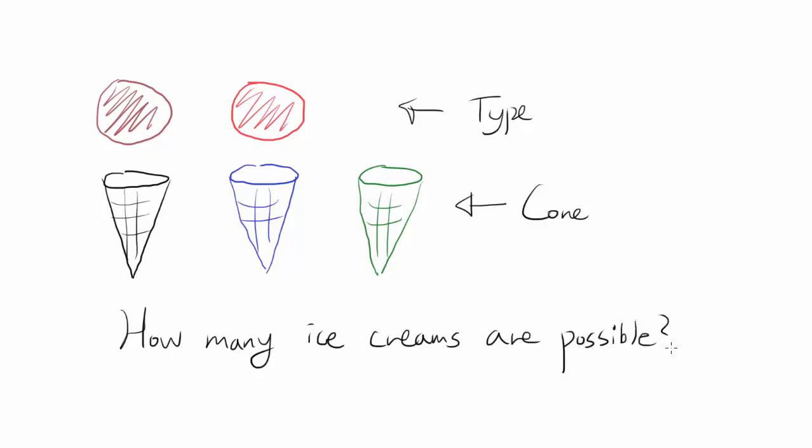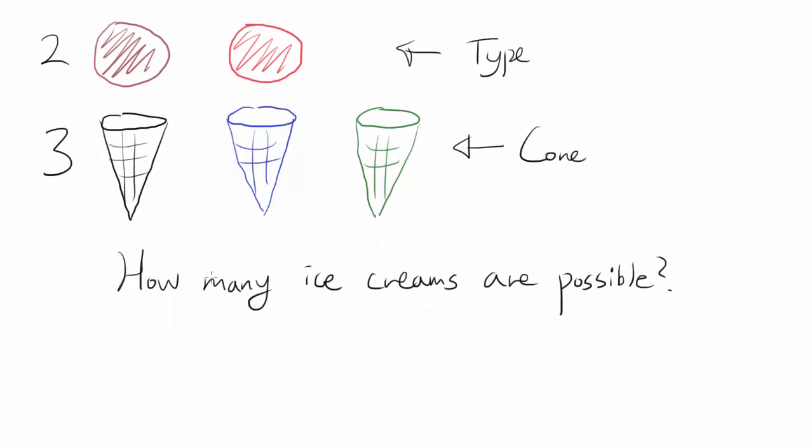And you may say, well, there's two ways to choose the type that you're going to pick, and there's three ways to choose the cone. So maybe it's 2 plus 3, maybe it's 2 times 3, maybe that's not getting us anywhere. Let's try to simplify this by using logic and common sense.